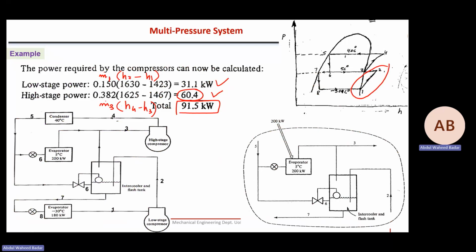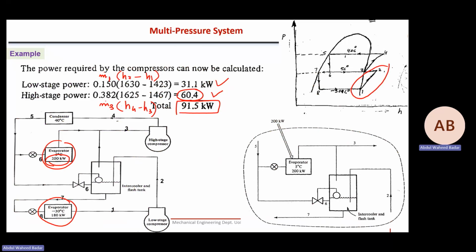Okay, so using such thermodynamic analysis, we can find out the power of compressor which is required in this system, when we want to have two refrigeration systems, one at 5 degrees Celsius, other at minus 30. So tell me, what is this 200 kilowatt? From where it comes?